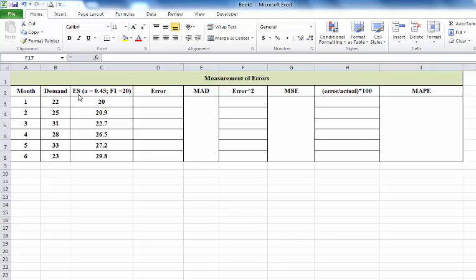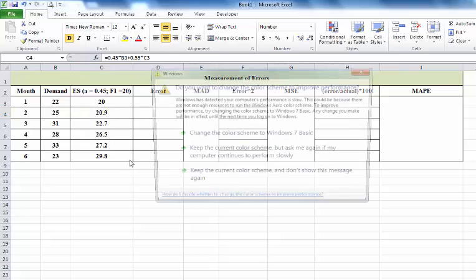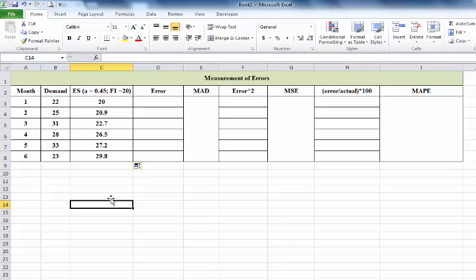Now, based on some forecasting method, for example, here I have chosen exponential smoothing to make my forecast, where my alpha is 0.45 and the forecast for the first month is 20 units. So this here is my seed value, and then based on my alpha and my seed value, I'm making the forecast for the subsequent time periods. So it's alpha times actual in the previous period plus 1 minus alpha times forecast in the previous time period. Once I have the formula, I simply drag and I have the forecast.